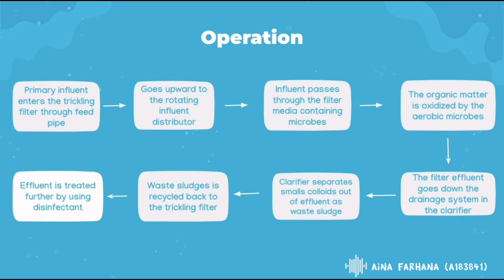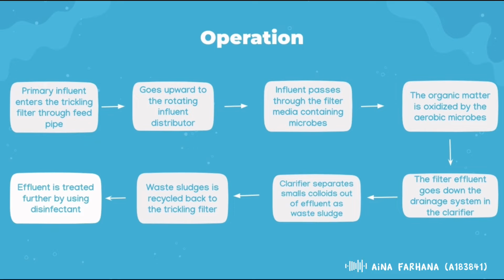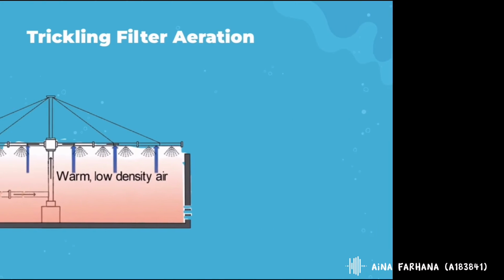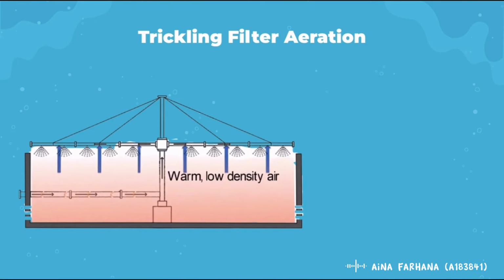In conclusion, we can see that the trickling filter is one of the attached growth systems. The attached growth system is where the microorganisms responsible for the degradation of the organic matter are attached to the non-submerged packing material. Now, let's look at the trickling filter aeration.